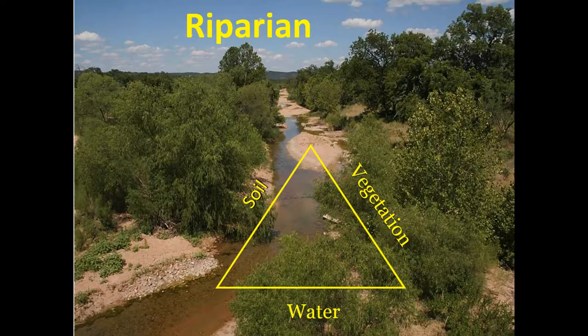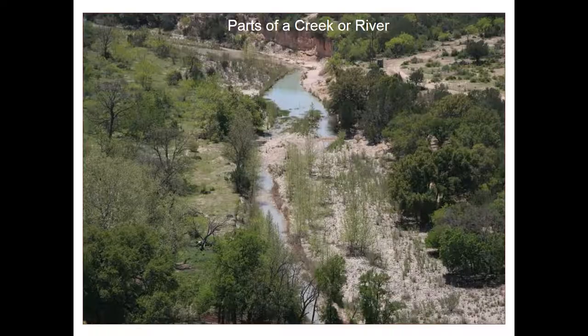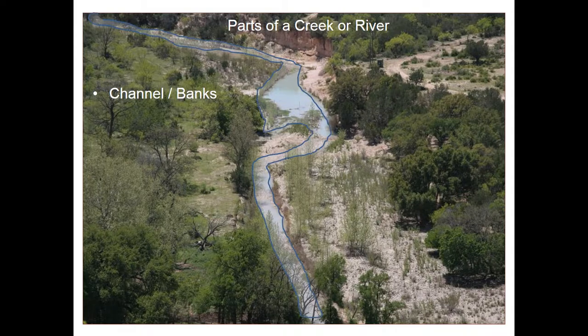If you will remember, the understanding and the language of riparian is based on the interaction and the interdependence of soil, water, and vegetation. Some of the basic parts of the riparian area include the channel, which is contained within the stream banks. These are on the soil side of the triangle, but it is hard to talk about channels without introducing the water that it contains.